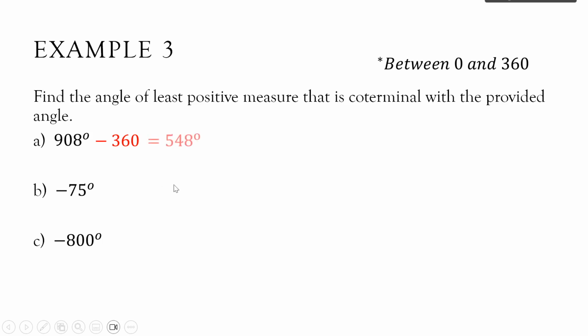If I subtract 360, I get 548. That's still not between 0 and 360, so let's go ahead and subtract 360 again. If I subtract it again, I end up with 188 degrees. Well, 188 degrees, is that a positive angle? Definitely. Is it between 0 and 360? For sure. So I found my least positive angle that is also coterminal.